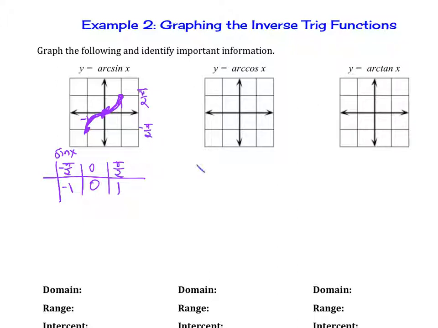So for cosine, think about cosine of x. Let's start at 0. Cosine of 0 is 1. At pi over 2, it is 0. And then at pi, we are at negative 1. So we have 1, 0, negative 1, and then pi over 2 and pi. So here, here, and here, and it makes this kind of a curve.